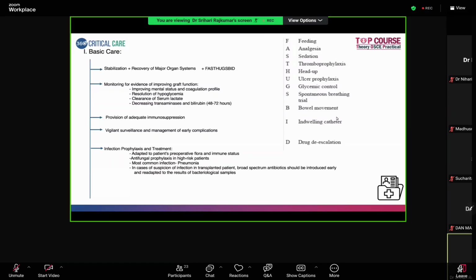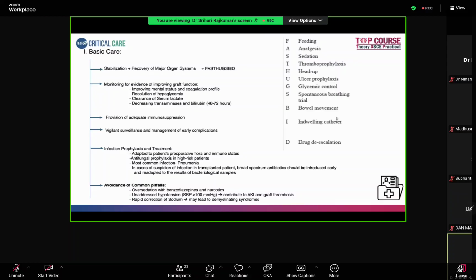So, in cases of suspicion of infection in transplanted patients, broad-spectrum antibiotics should be initiated early and readapted to the results of the bacteriological samples. So, this is something we already know, just emphasizing on this. So, most setups, they usually start with carbapenems, they start with teicoplanin or vancomycin, and they start with antifungals. They go directly with either a drug like anidulafungin. So this is usually the combination they keep. But like I said, each transplant center has their own variation and their own protocols.